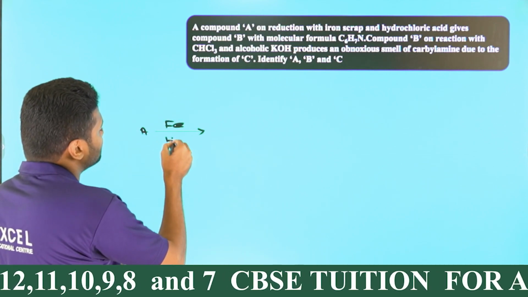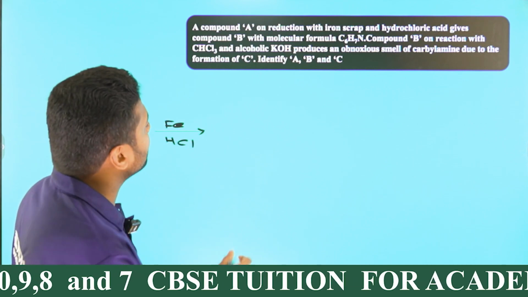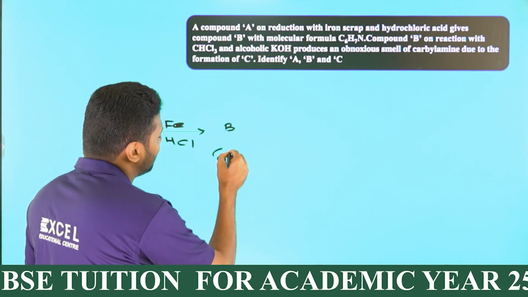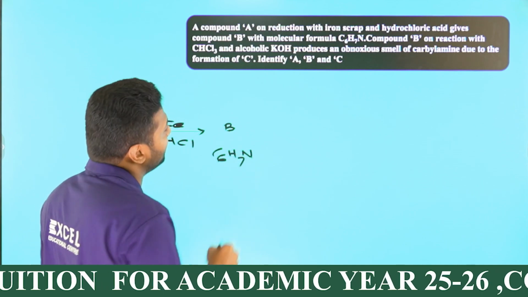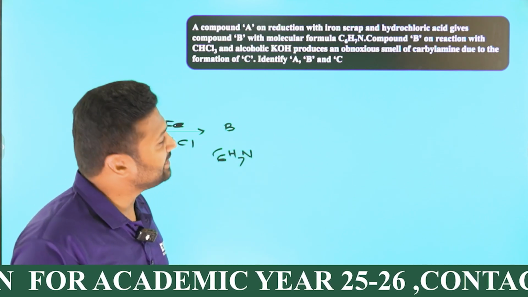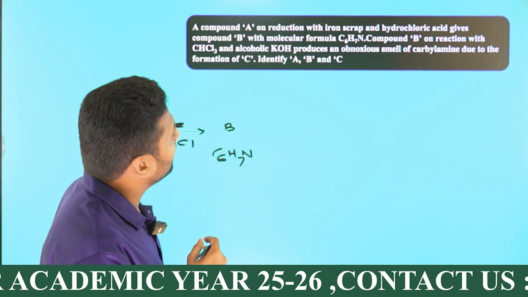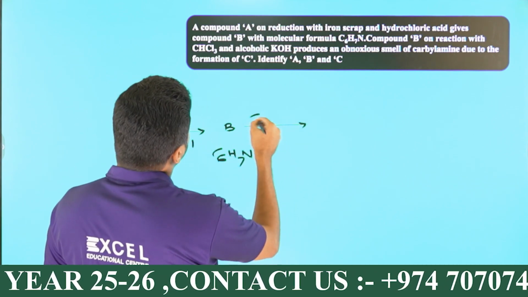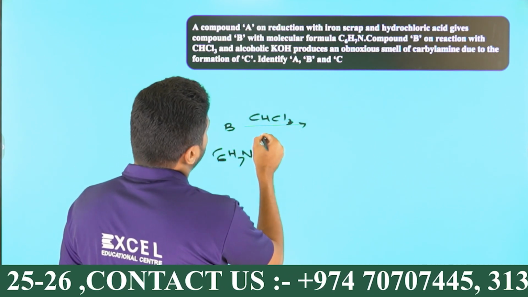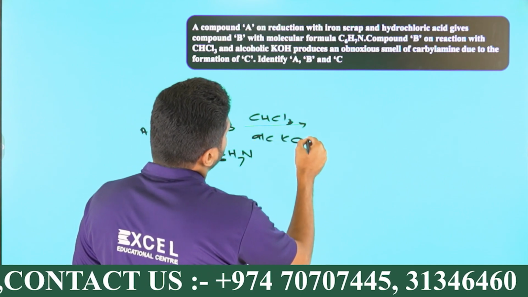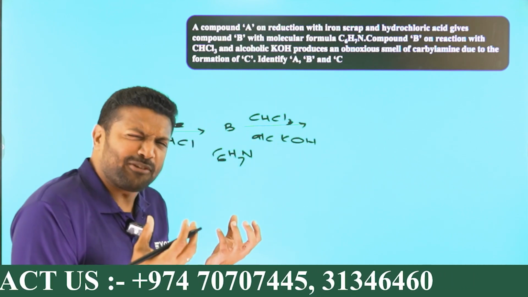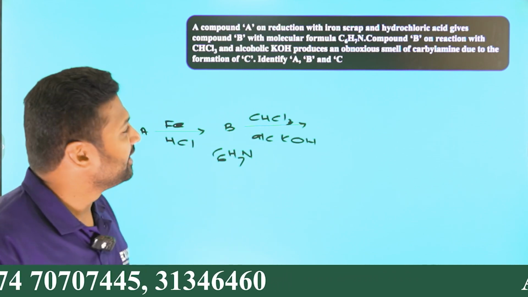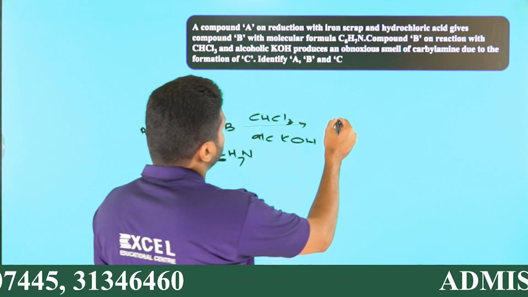Fe in presence of HCl gives a compound B having molecular formula C6H7N. Compound B on reaction with CHCl3 and alcoholic KOH produces an obnoxious, bad smell of carbyl amine, due to formation of C.